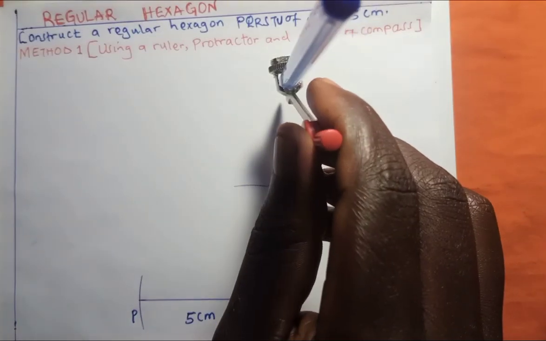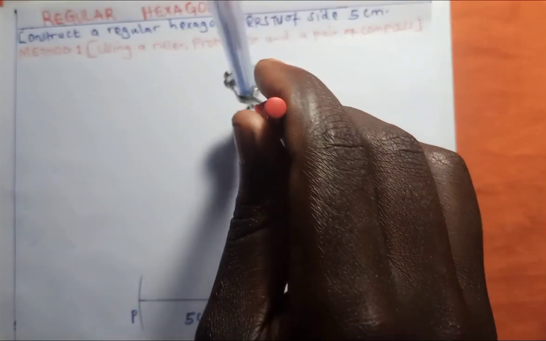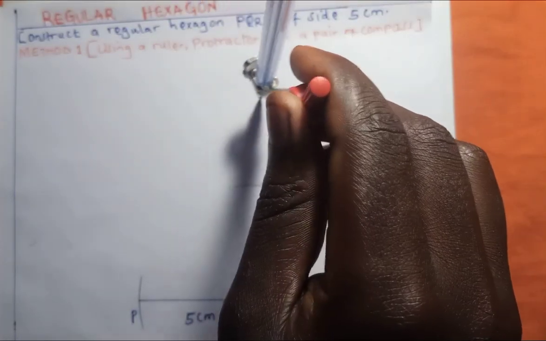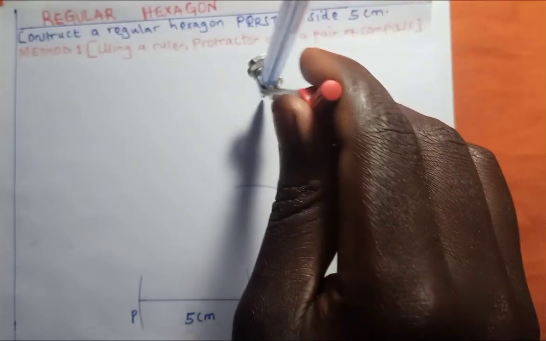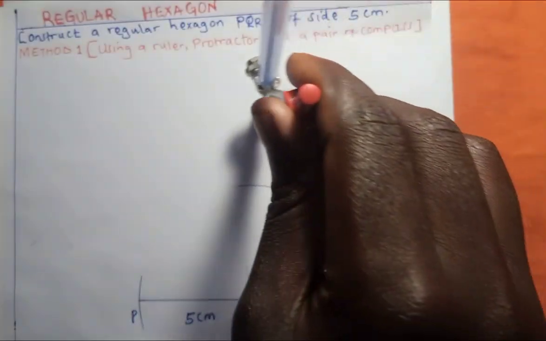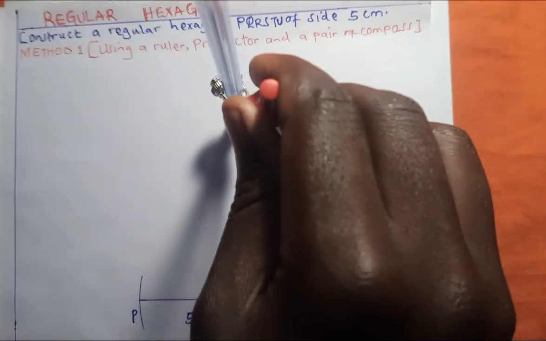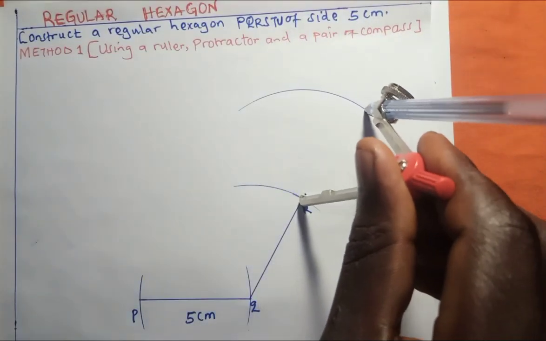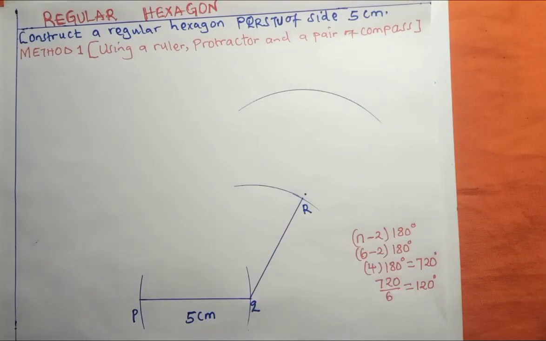Let me make another arc just like this. Remember, the length from R all the way to S is going to be 5 centimeters.